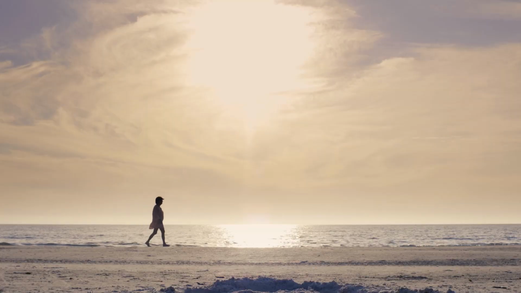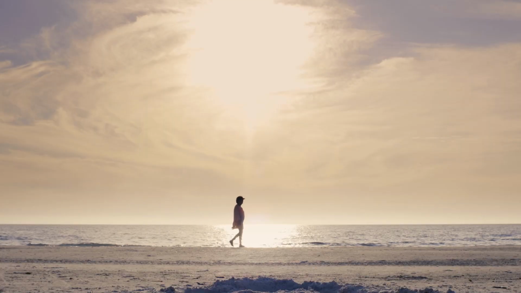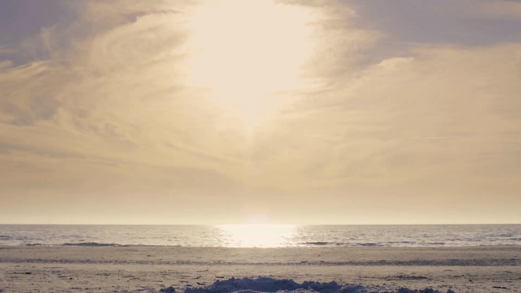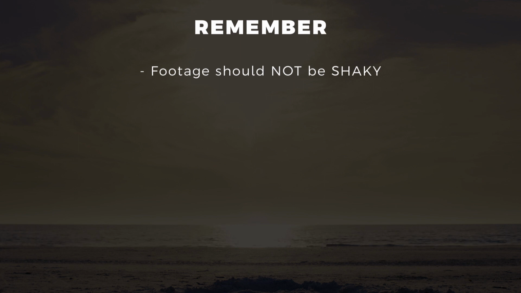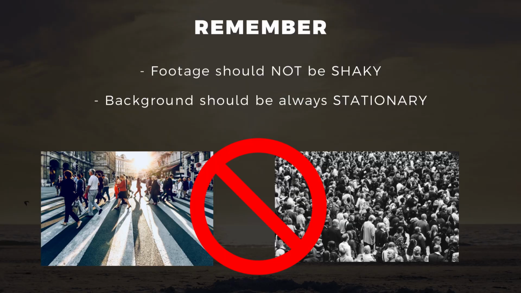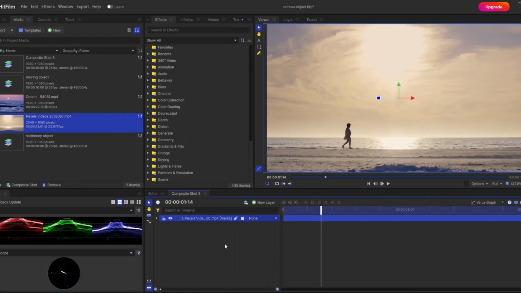Now coming to the second type and the most demanded, that is, how to remove a moving object from a video. But a few things you should always consider. Footage should not be shaky. Background should always be stationary. Footage like crowds and dancing people is not going to work. So as always, drag your video clip onto your composite shot.